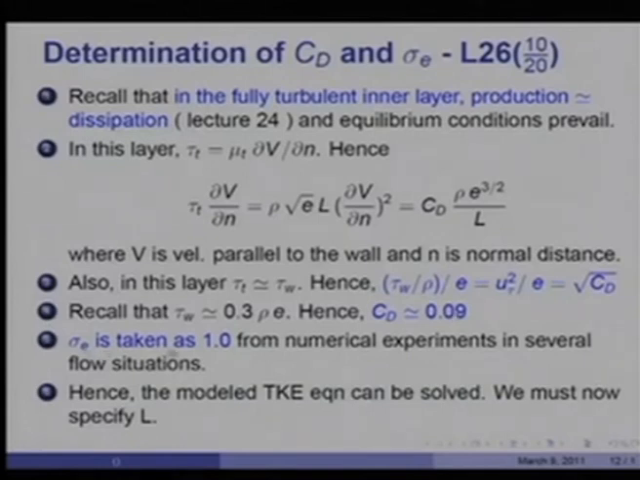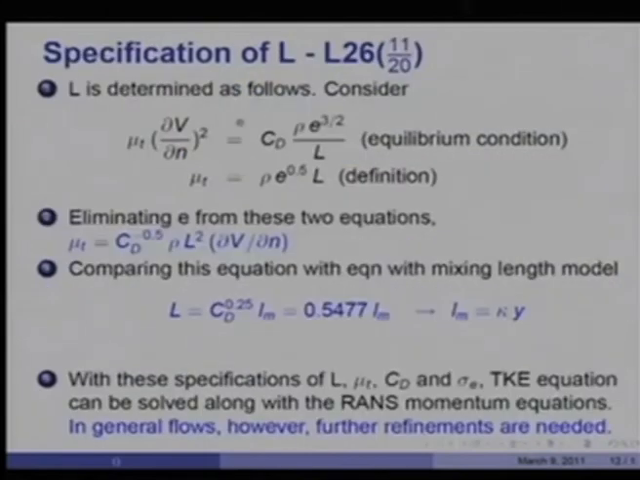Sigma E is taken equal to 1 from numerical experiment in several flow situations like a pipe flow or a boundary layer and so on and so forth. Hence, the model turbulent kinetic energy equation can be solved. We must now specify the length scale L. How do we do that? Well, L is determined as follows.